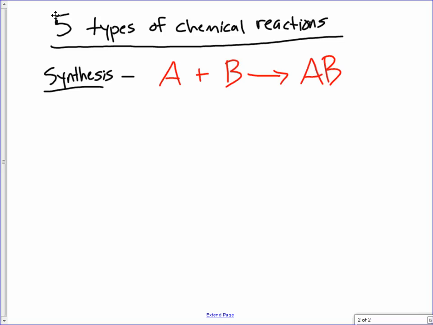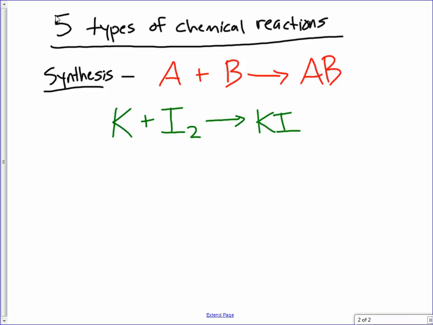So an example would be if you had potassium metal reacting with iodine. If this is a synthesis reaction, then we know we're going to have K and I coming together. The only thing we're left to do is figure out the subscripts. We know we're going to have potassium iodide, we just need to figure out how many potassium, how many iodine.